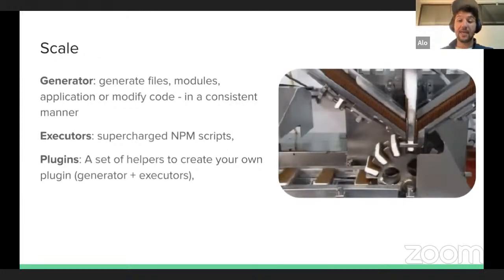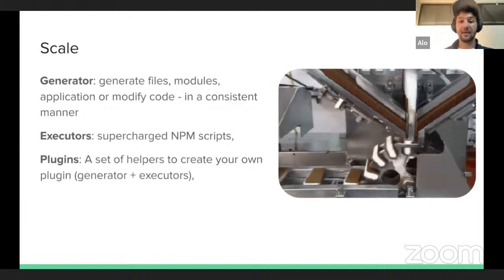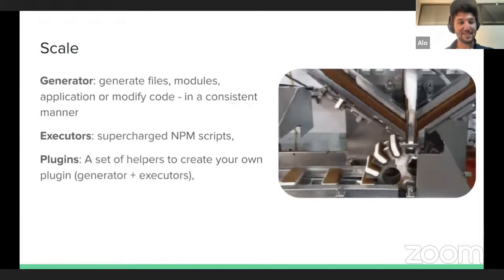Scaling. Now we're getting onto the next part, which is scaling generators. NX has two tools here. Generators, it's a bit like plop.js. It allows you to generate files and modify files in a consistent manner. It actually comes with something called the NX Dev Kit, which makes it easier to get started with that.